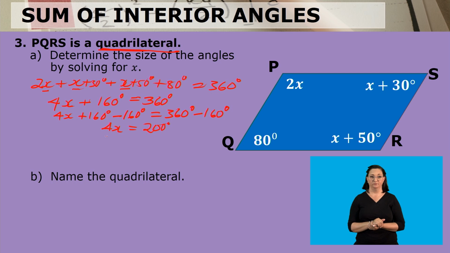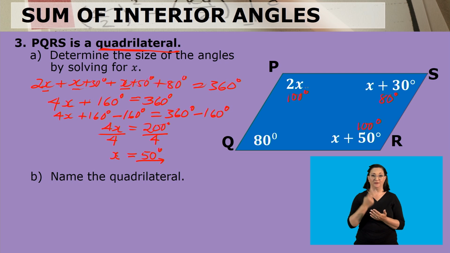And then the multiplicative inverse of 4 is a quarter. Therefore, we divide by 4 on the left and divide by 4 on the right. 4 divided by 4 leaves us with x, and 200 degrees divided by 4 would give us 50 degrees. So our value of x is 50 degrees. Go back to the diagram. 2x means 2 times 50, which is 100 degrees. And then the value of angle S, 50 plus 30, is 80 degrees. And then angle R, 50 plus 50, is 100 degrees.